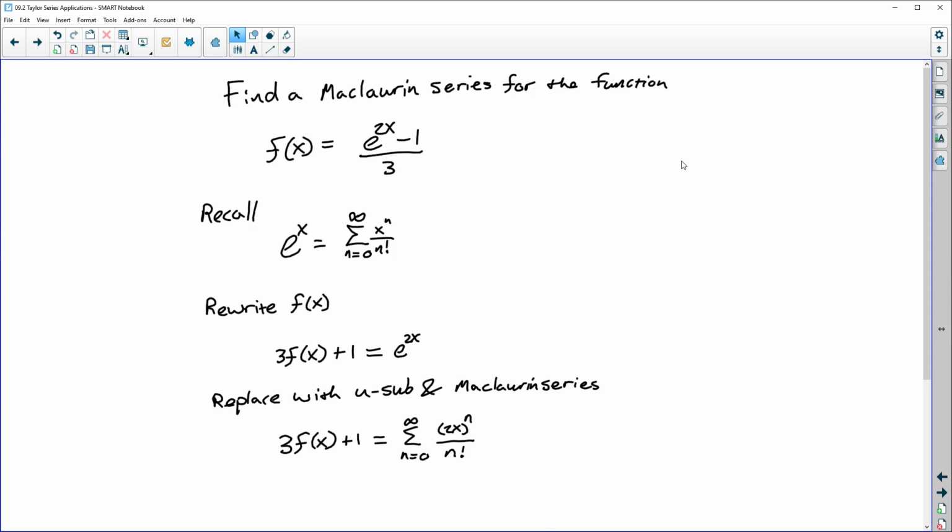What we want to do is rewrite the function of x. By multiplying by 3 and bringing the negative 1 over to the other side, I now have the exponential by itself. Now, we can replace that e to the 2x with a Maclaurin series with the argument being inside that series. So notice now x is 2x in our Maclaurin series for the exponential. This is equal to 3 times the function plus 1.